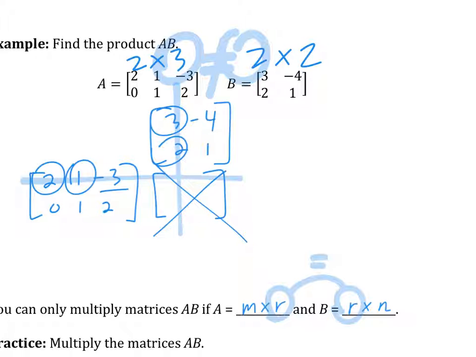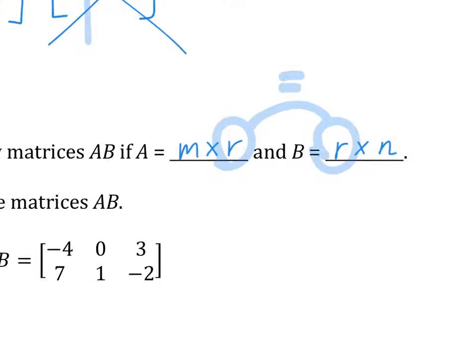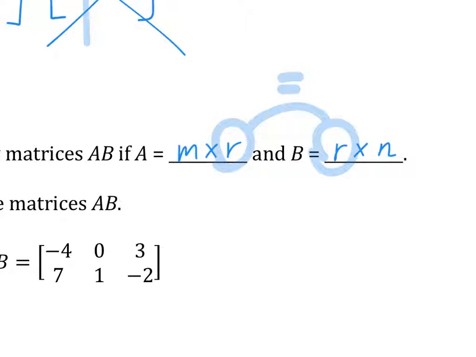Now, let's say that you can multiply. You multiply them together. For example, this one here, M by R, R by N. The final size of AB is M by N, the two on the outside.